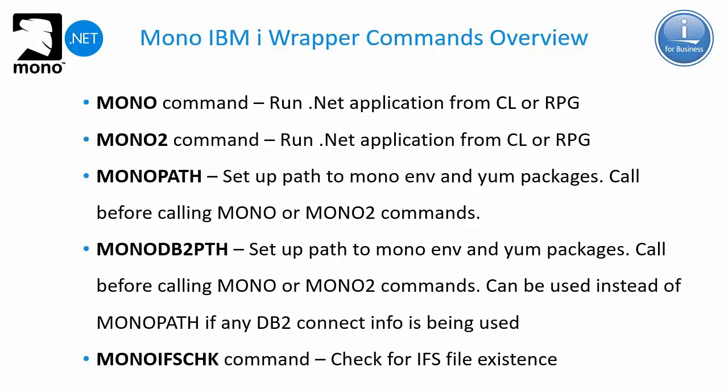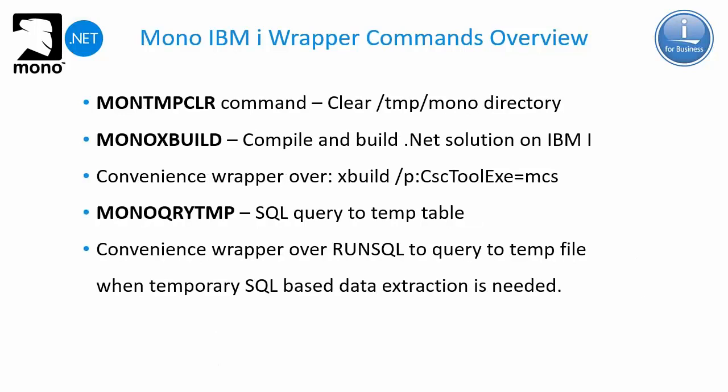There's an IFS file checker if you want to use it. There's a temp directory, so I created a temp mono directory for any of the log files that we create, to try and keep them in one place. I created a CL command wrapper on front of mono xbuild because I could never remember it. So you can just do mono xbuild, specify a path, and build your program.